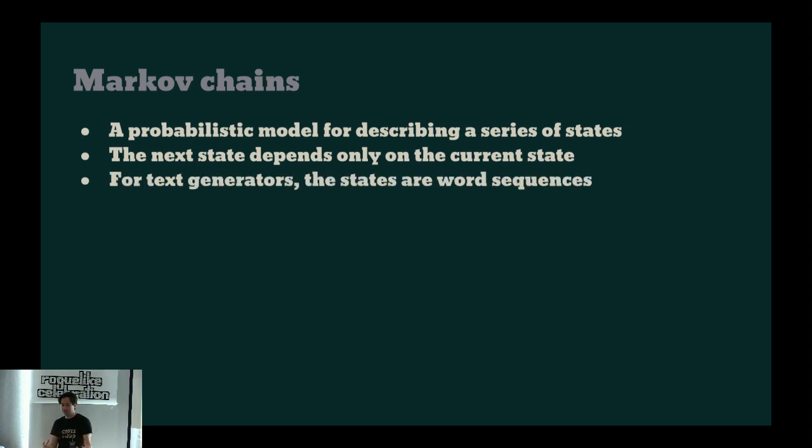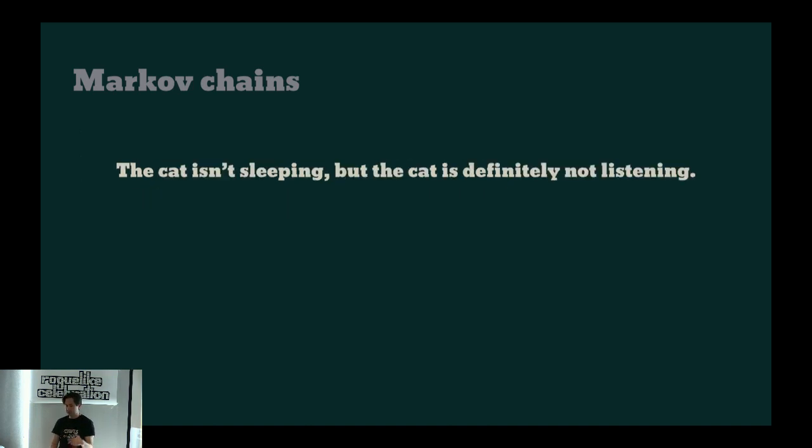So for text generators, the states are sequences of words. And like I mentioned, Markov chains are built from a source corpus, and that corpus can be anything from multiple books, like in the case of the assorted works of H.P. Lovecraft, or it could be a single sentence. So I'm going to show you how to build a chain from this sentence: the cat isn't sleeping, but the cat is definitely not listening.